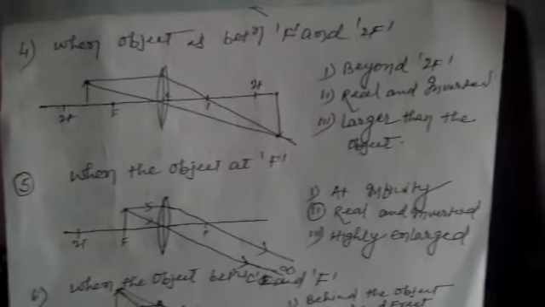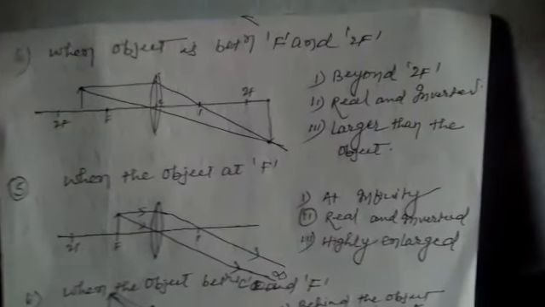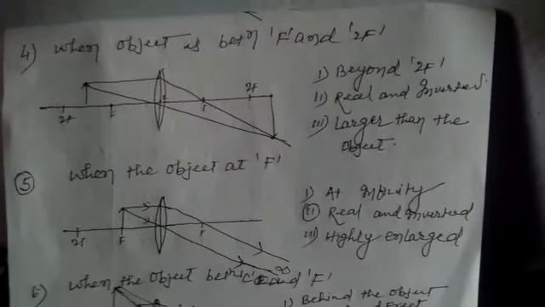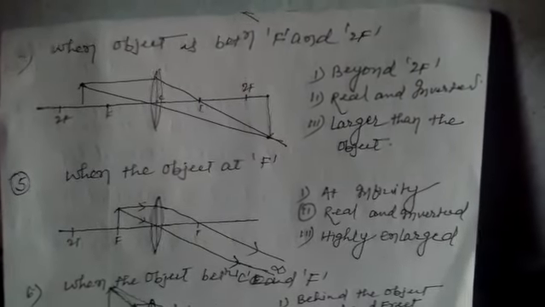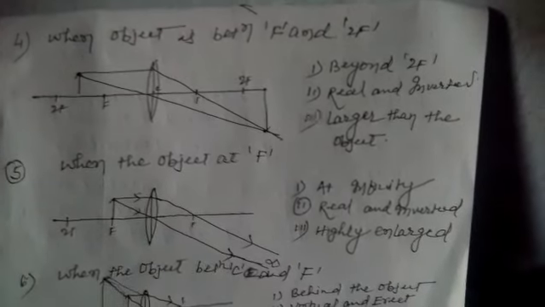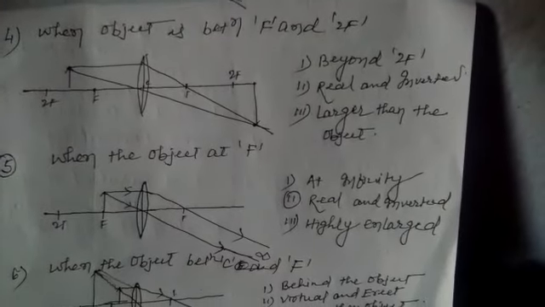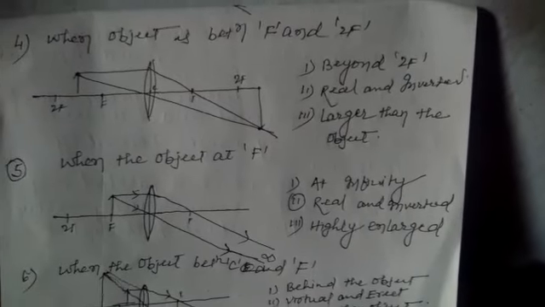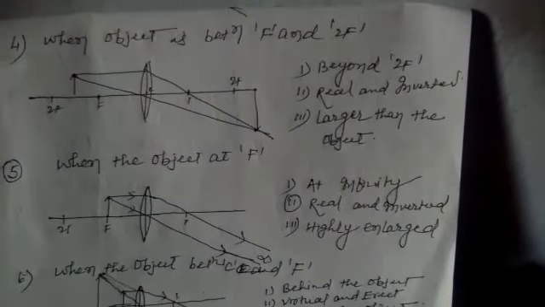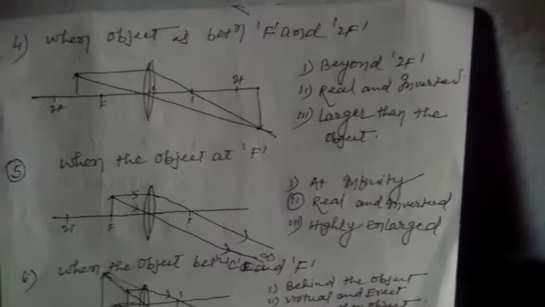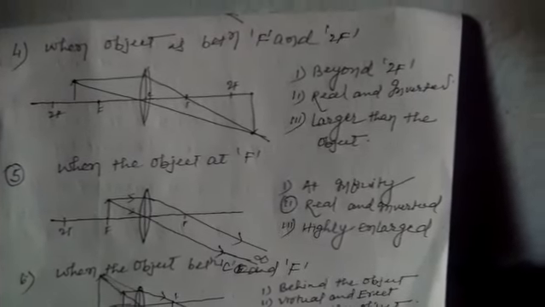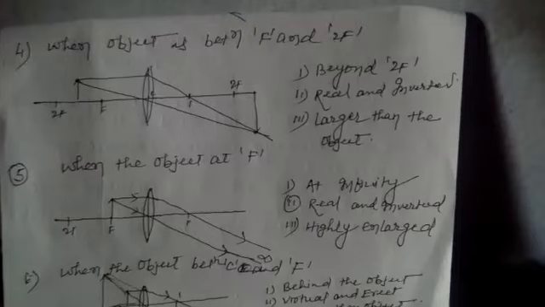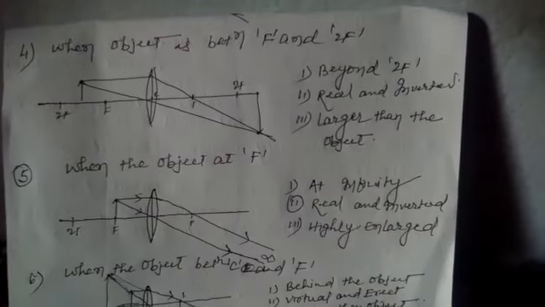Fourth condition, when the object is between f and 2f, a ray parallel to the principal axis passing through the focus, another ray passing through the optical center, both rays meet beyond the center of curvature, beyond 2f. The image will be formed beyond 2f, real, inverted and larger than the object. That means magnification is more than 1.